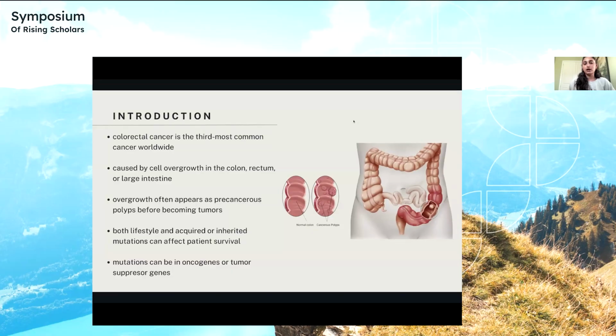I wanted to try and explore how genetic mutations that people have been knowing have occurred, how that could possibly affect patient survival quantitatively. So mutations that I found could be in oncogenes or tumor suppressor genes. And once they're mutated, the way the genes are used can vary in multiple different ways.